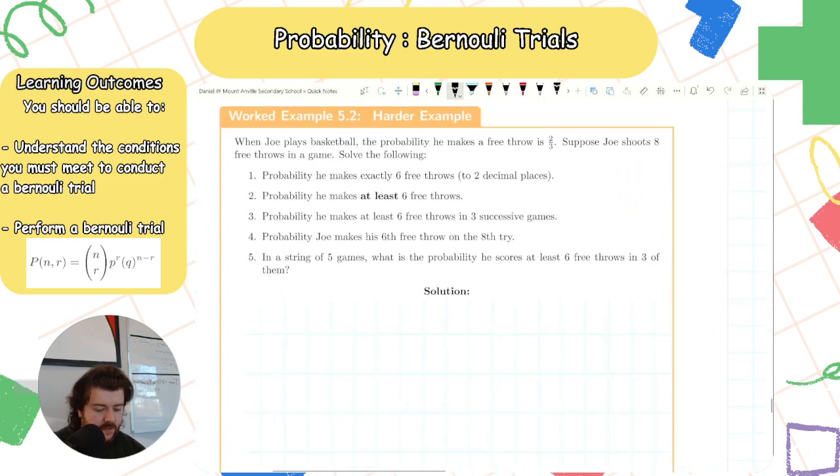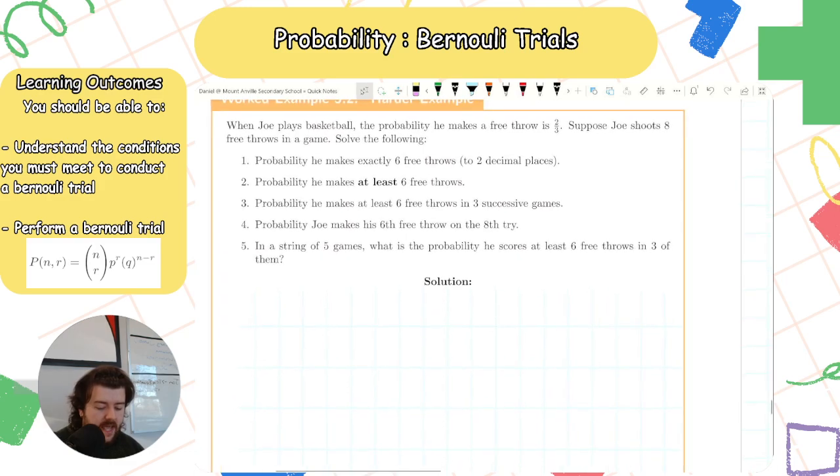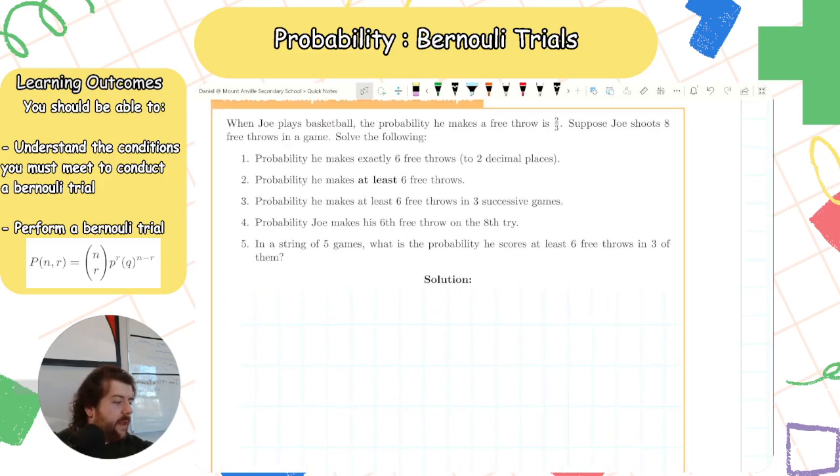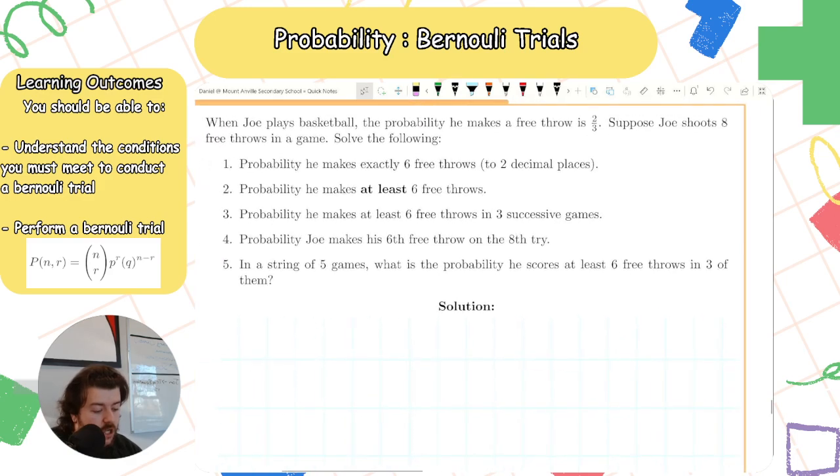Okay, look at this one here. Joe plays basketball. The probability he makes a free throw is 2/3. Suppose Joe shoots 8 free throws in a game. Solve the following. The probability he makes exactly 6 free throws. So he makes exactly 6.